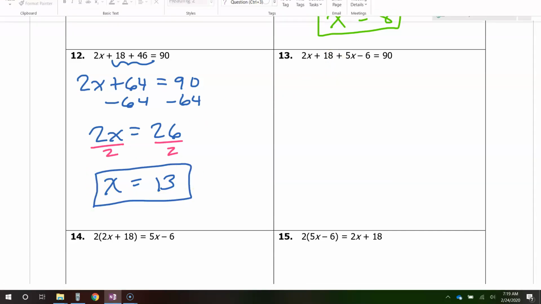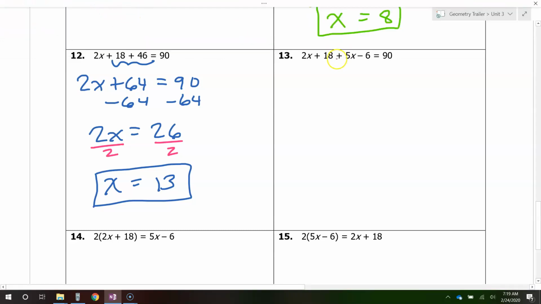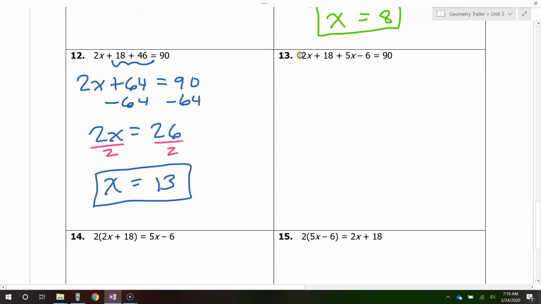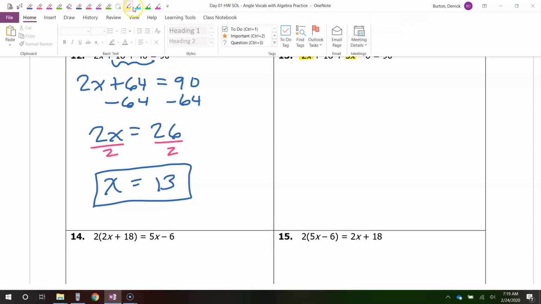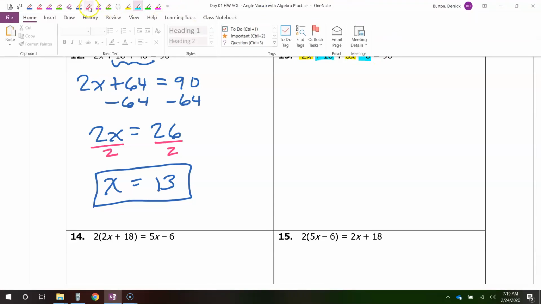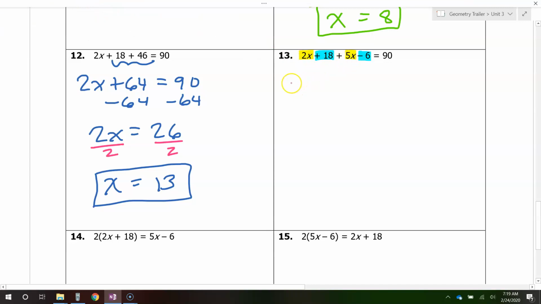All right, now looking at number 13. Again, we have like terms on one side of the equation, so we need to combine like terms before we do anything else. The 2x and the 5x are like terms, and the 18 and the -6 are like terms. So 2x and 5x, that makes 7x. 18 minus 6 is 12. And that equals 90. Whoops, 90.